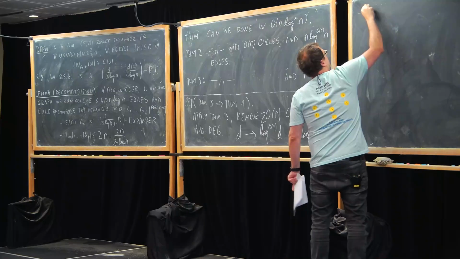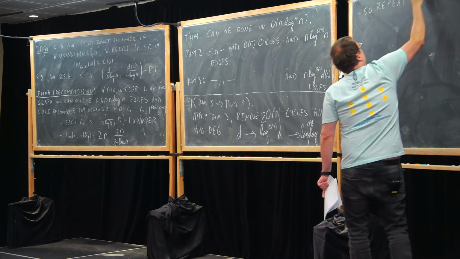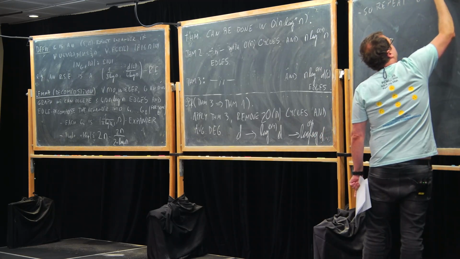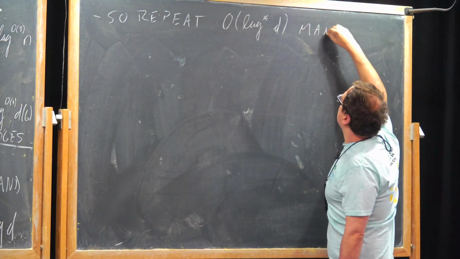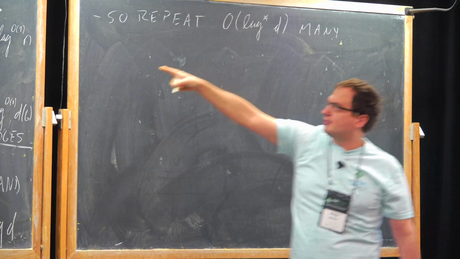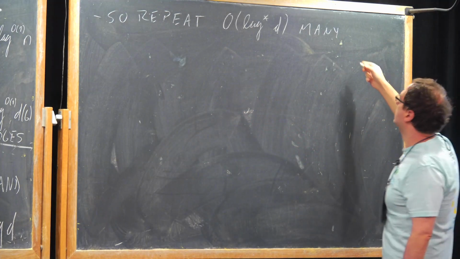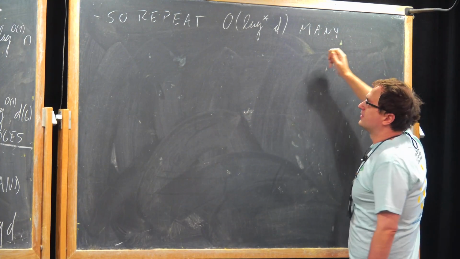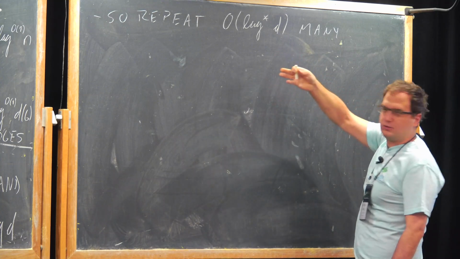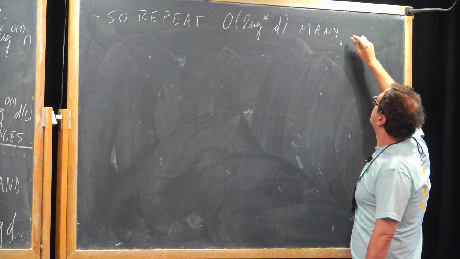So repeat big O of log star d many times. So also technically the main theorem, you can have a log star of average degree rather than of n if you wish. But this just goes so slowly that the distinction is sort of silly unless you figure out how to iterate to get the inverse Ackermann. So anyway, so repeat log star n many times.